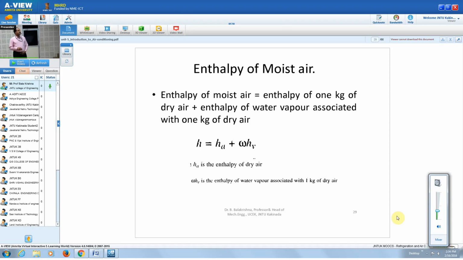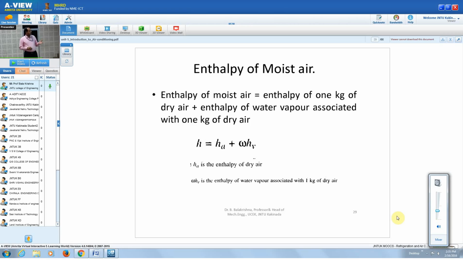Next, the enthalpy of the moist air. The enthalpy of moist air is equal to the enthalpy of 1 kg of dry air plus the enthalpy of water vapor associated with 1 kg of dry air. Mathematically, H is equal to HA plus omega times HV. So this is the formula. Generally in thermal engineering, if the dryness fraction is 1, H is simply HS, or if it is wet steam then H is equal to HW plus XL, like that. So this is the formula, where HA is the enthalpy of the dry air.